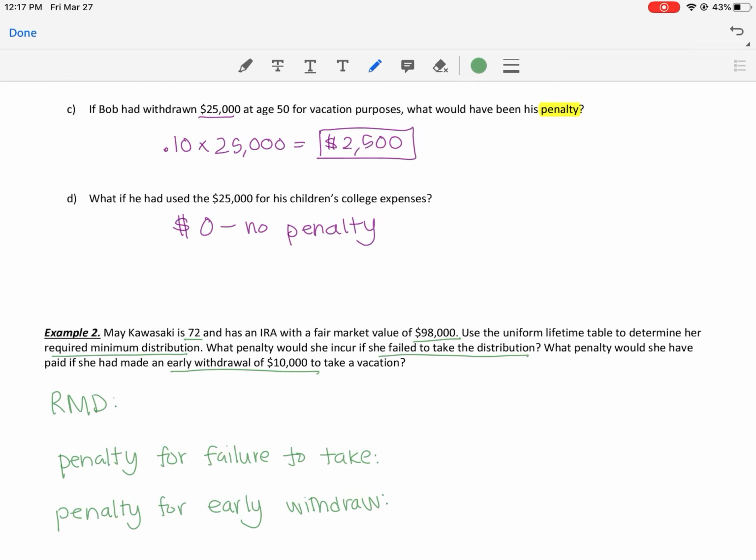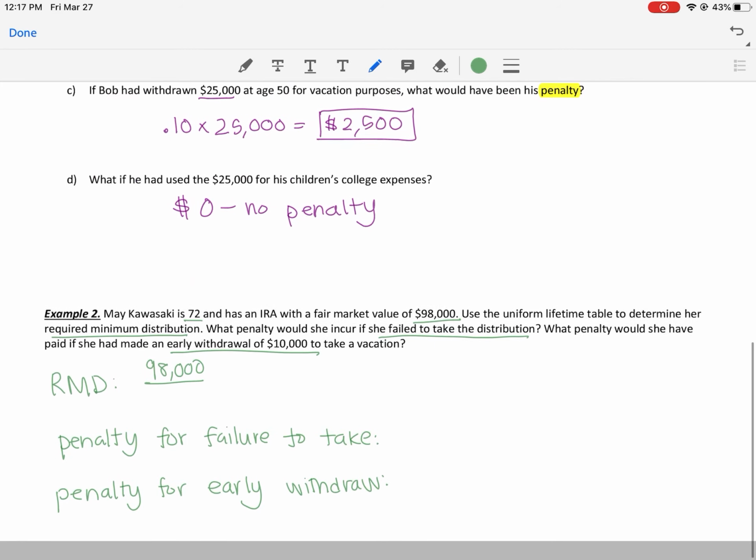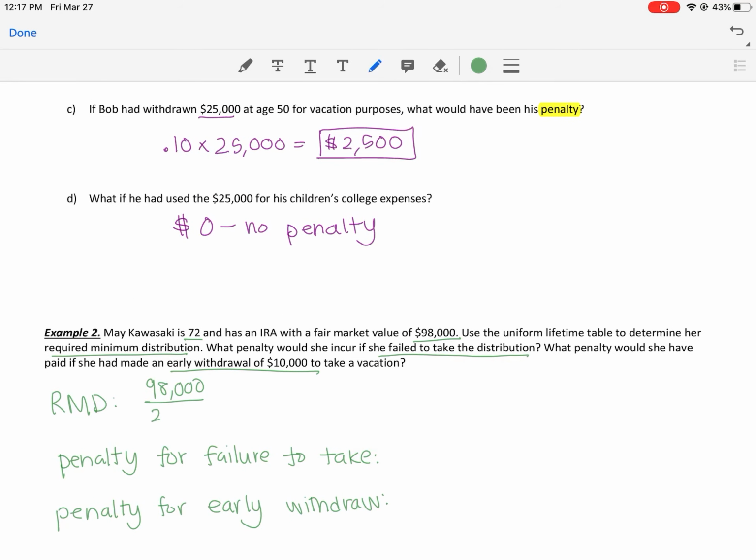Okay. The required minimum distribution, remember we take the fair market value, which if we look at the formula at the top, which is $98,000, and we divide it by the life expectancy factor. So if we look at this table, if we go to 72 and I go over, we get the number 25.6. So as we take 98,000 divided by 25.6, we end up with $3,828.13. Notice how May's is a lot smaller than our friend Bob above because she's got less money in her account.